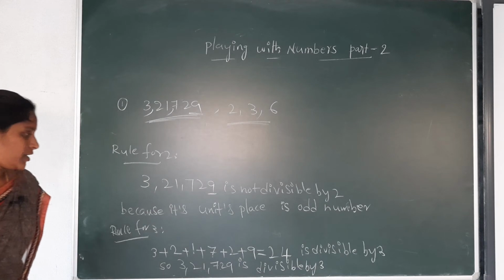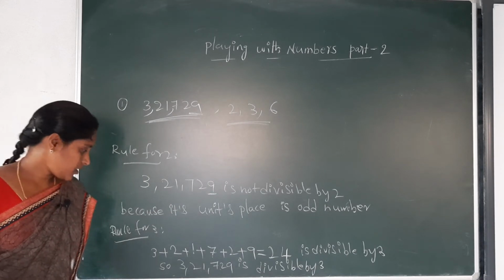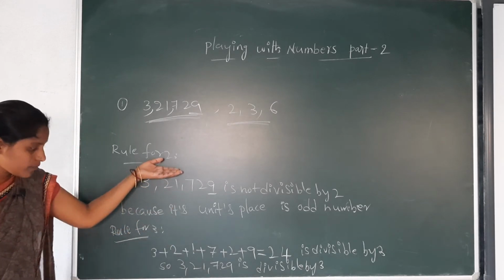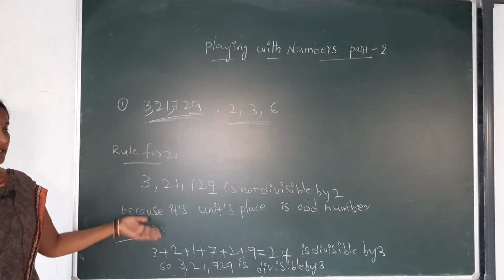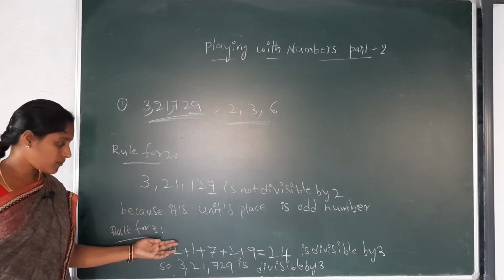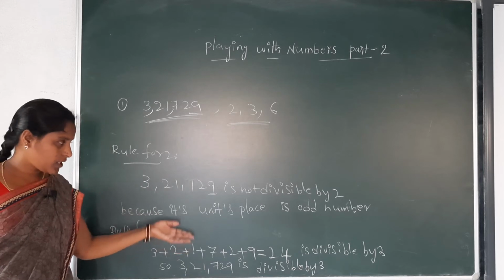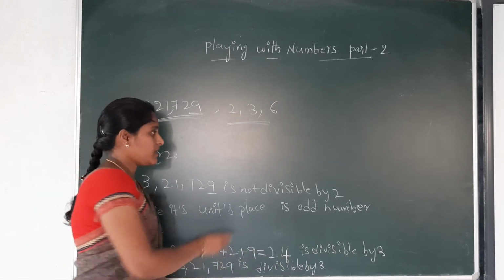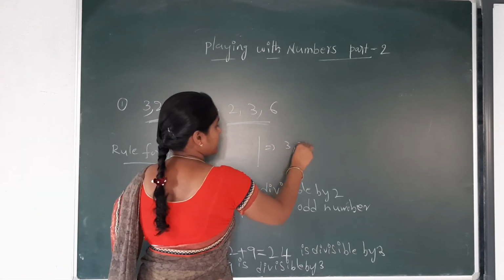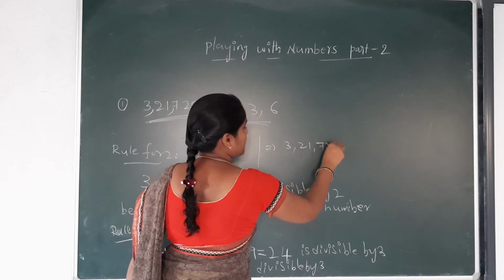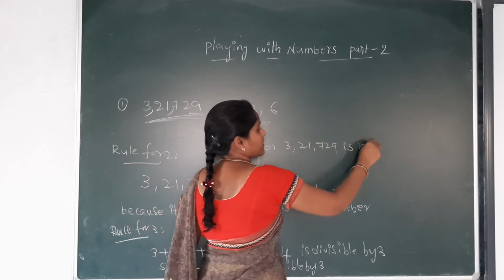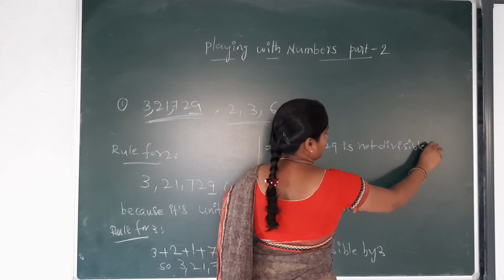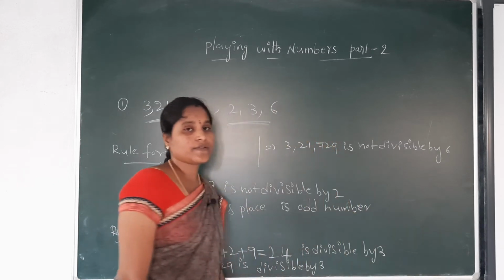Next, we check the rule for 6. A number is divisible by 6 if it is divisible by both 2 and 3. Here the rule for 2 is not satisfied, the rule for 3 is satisfied. If any one of these two rules is not satisfied, the rule for 6 is also not satisfied. So the given number 3,21,729 is not divisible by 6.